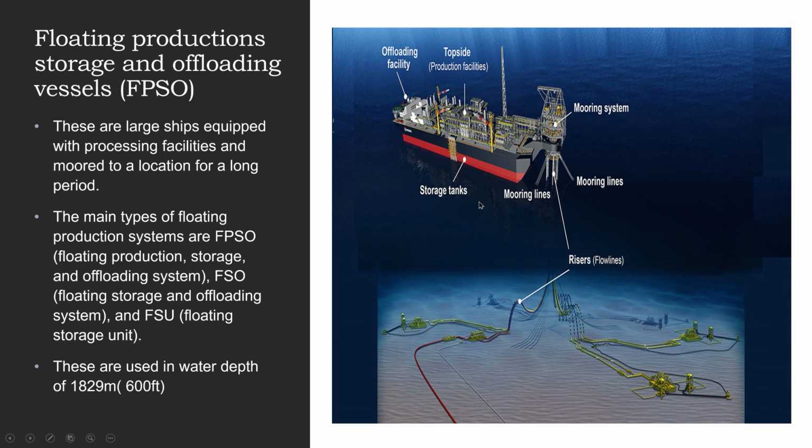And the main type of floating system is the FPSO, like floating production, storage and offloading system. Sometimes it's only a floating storage and offloading system like FSO, and sometimes only a floating storage unit, only FSU. So these are used in deep water around 1829 meters or 600 feet.